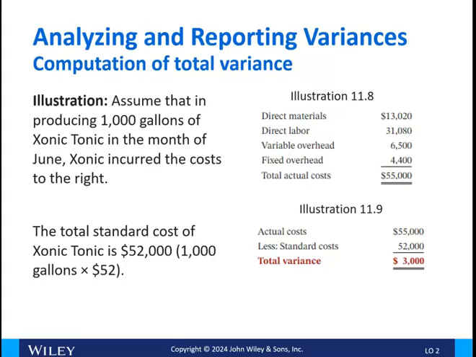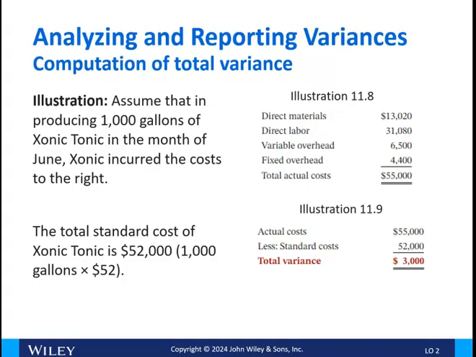The total standard cost of Zonic Tonic is $52,000. So it was that $52 per gallon that we looked at before, times the quantity that we produced, 1,000 gallons. So we had $52,000. Our actual cost was $55,000, so we had a variance of $3,000, unfavorable variance, because our actual costs were higher than our standard cost.